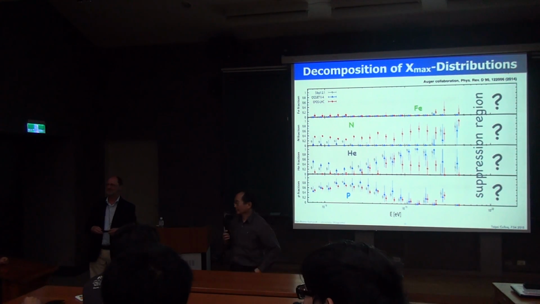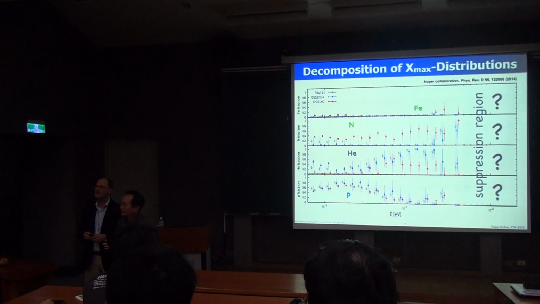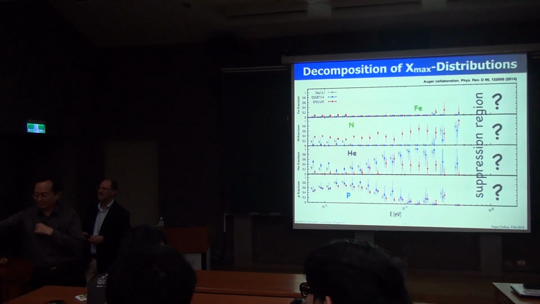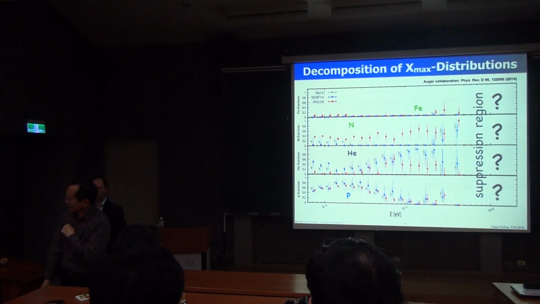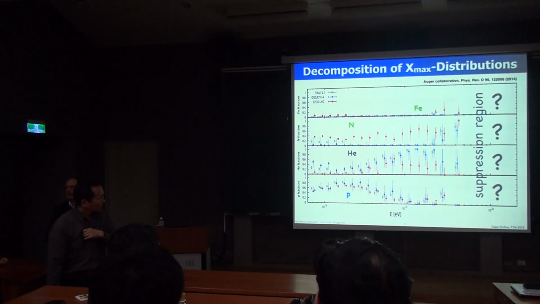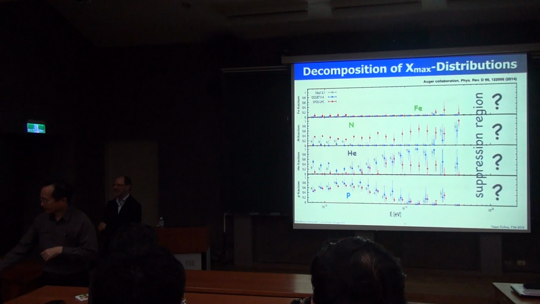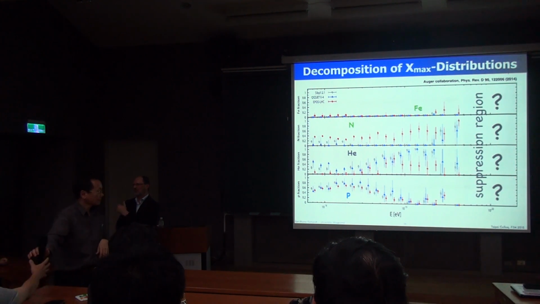This is a twofold improvement. Usually there are only light and heavy, where light is proton and heavy is iron. The most difficult is in fact to separate proton from helium, because this has the largest stochastic fluctuations.